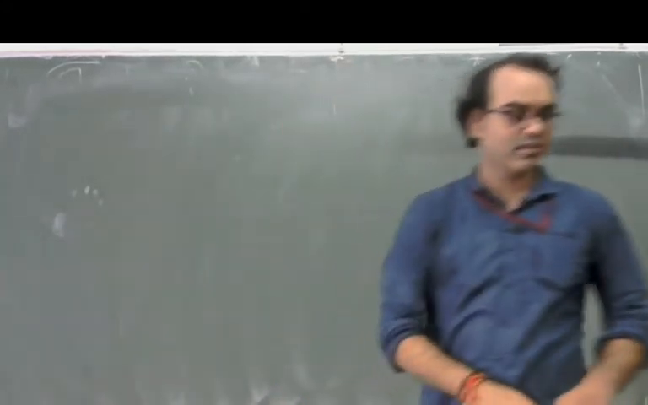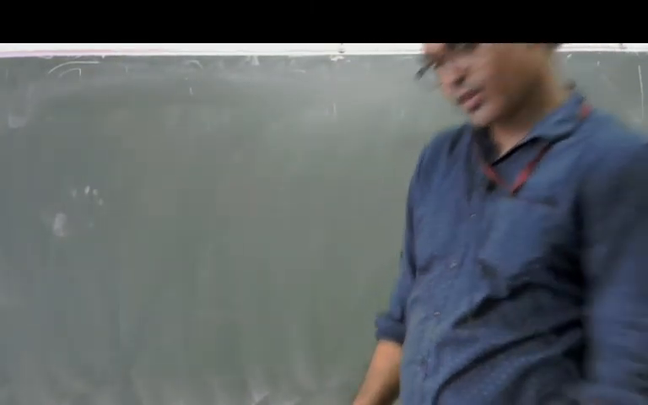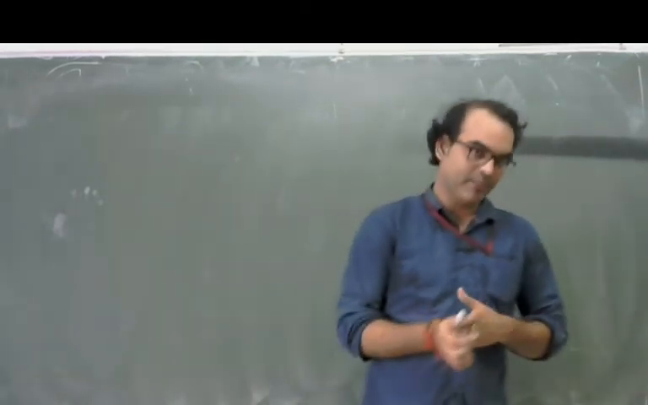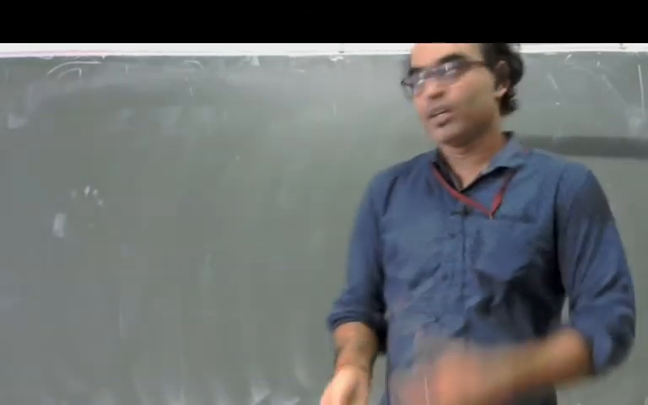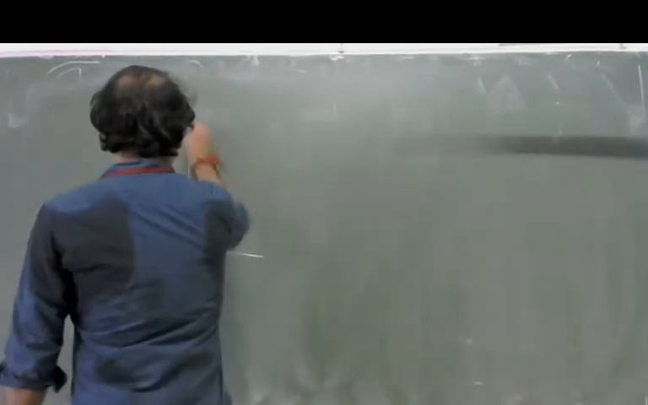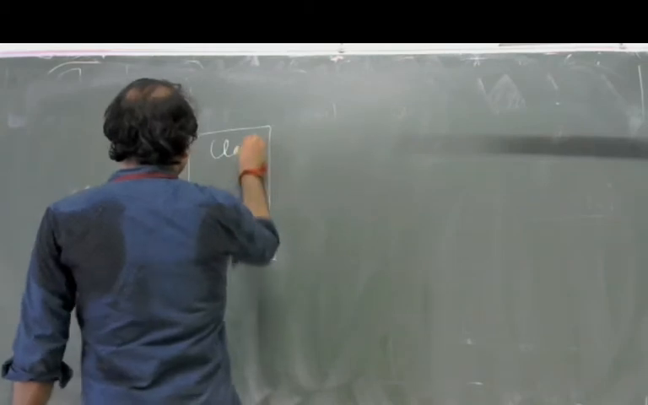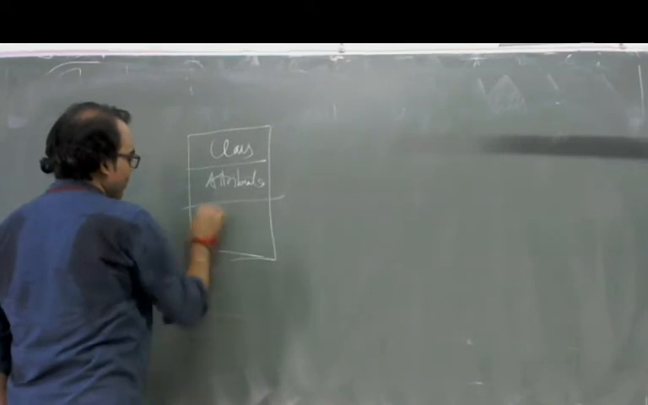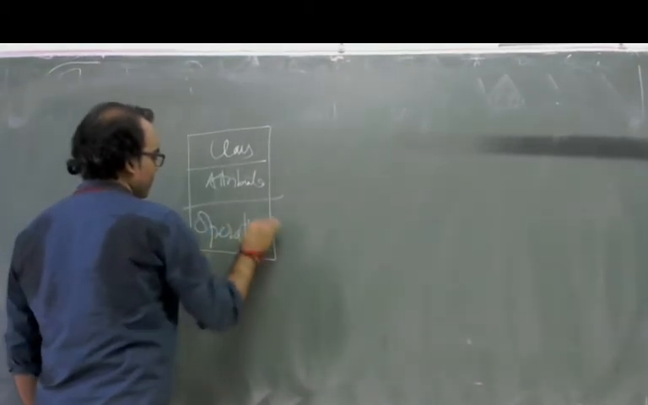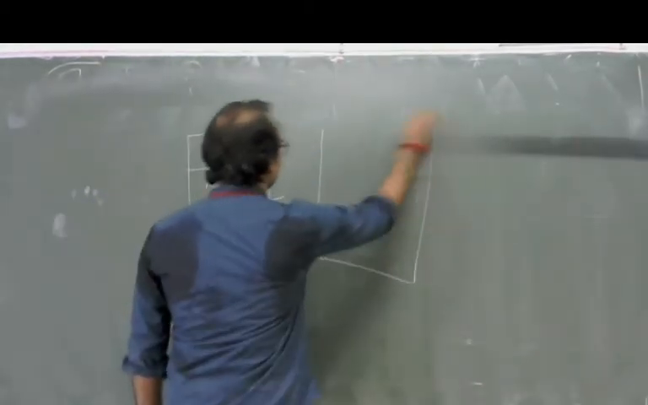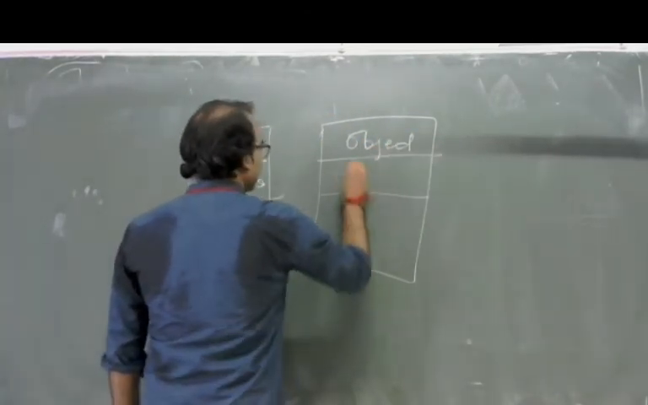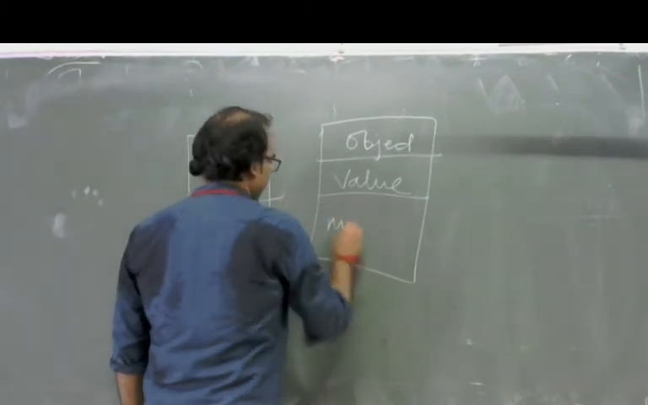So till now we understand what a class is and what an object is. Class is a template, and an object is instantiated based on that template. Class has attributes and operations. So in simple words, a class will have attributes and operations, and an object will have values and methods.